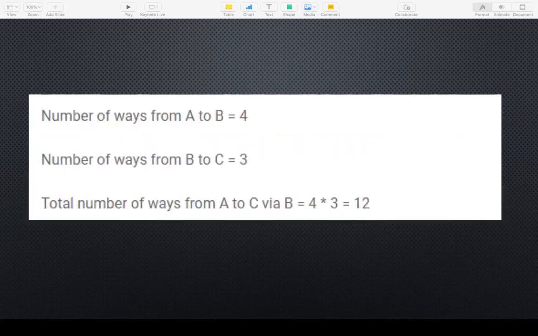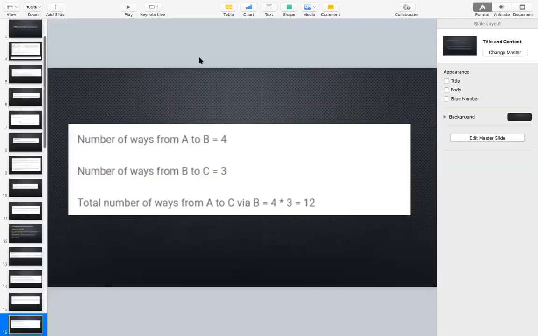Now, how many ways are there for the person to go from A to B? There are 4 ways. How many ways are there for the person to go from B to C? There are 3 ways. So the total number of ways will become 4 into 3, 12, because the person will do this in succession, one after the other. You will not go for 4 plus 3, or 4 factorial into 3 factorial. The answer will be simply 4 into 3. I hope no one is facing any problem in this particular concept.